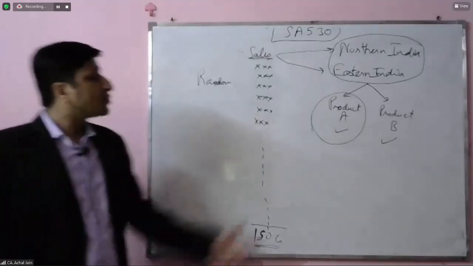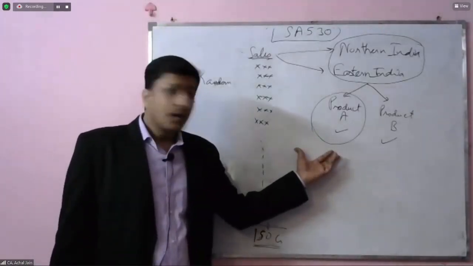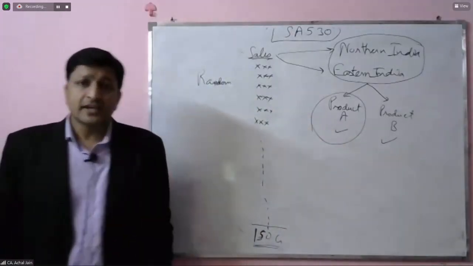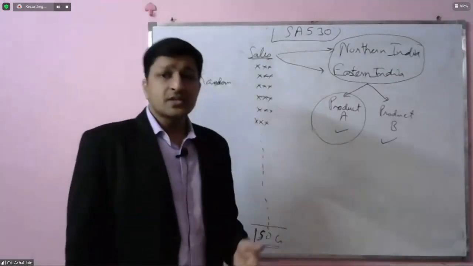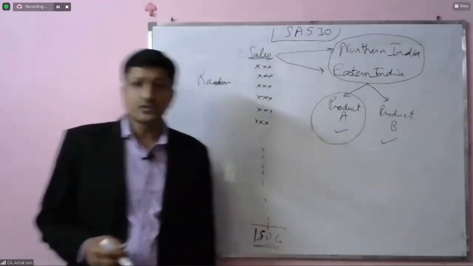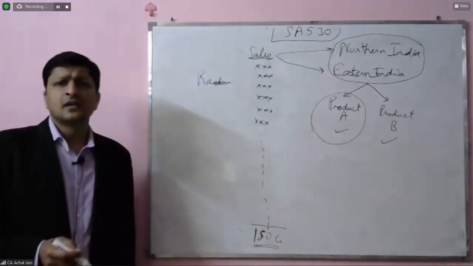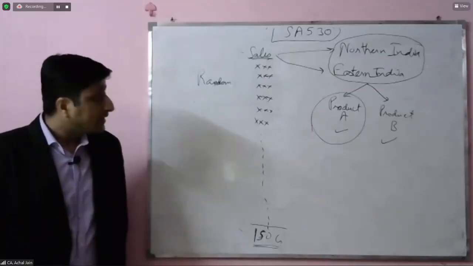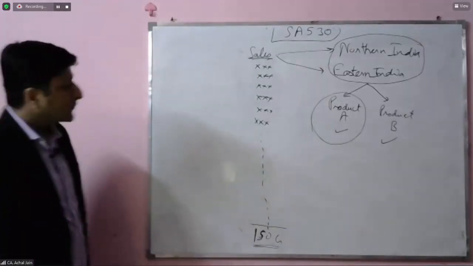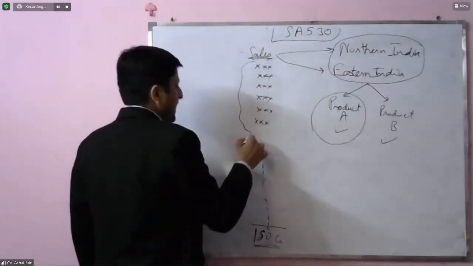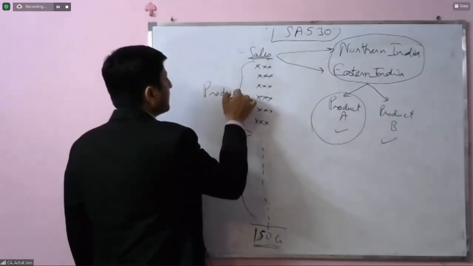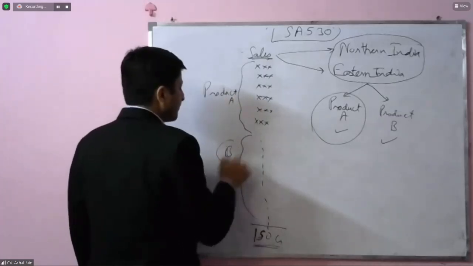Or maybe the majority of the samples are for product A, and there are only very few samples of product B, which the auditor wants to increase. So in such a situation, what will happen? The auditor will have to increase the sample size. This is the first option. Otherwise, a better methodology would be to break this population into two parts. This part is for product A and this part is for product B.